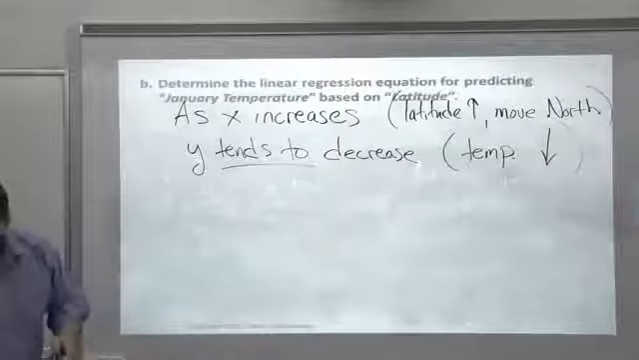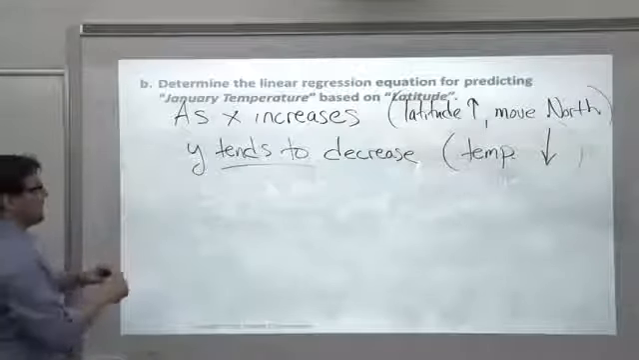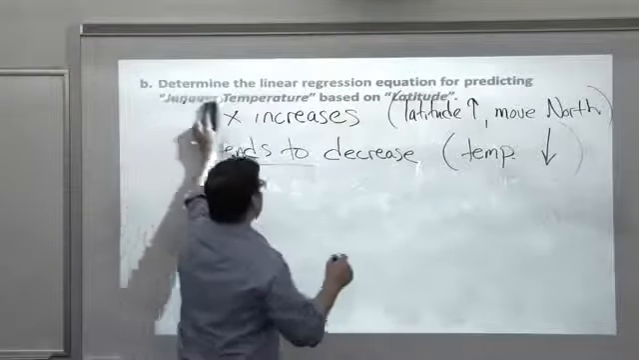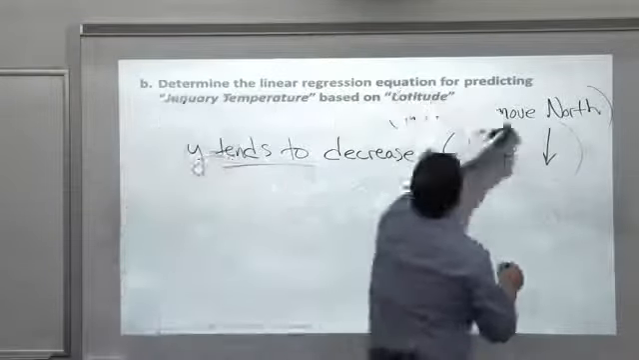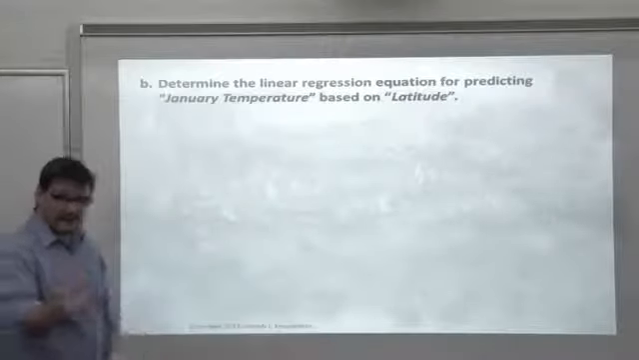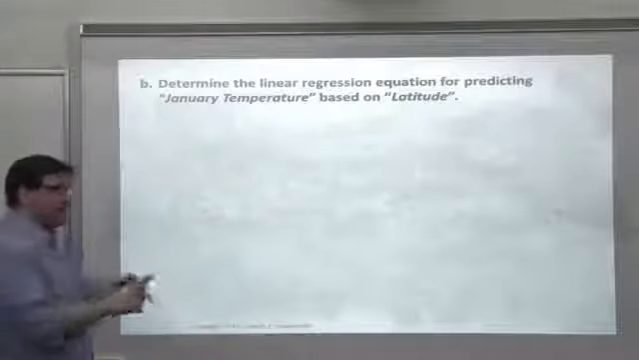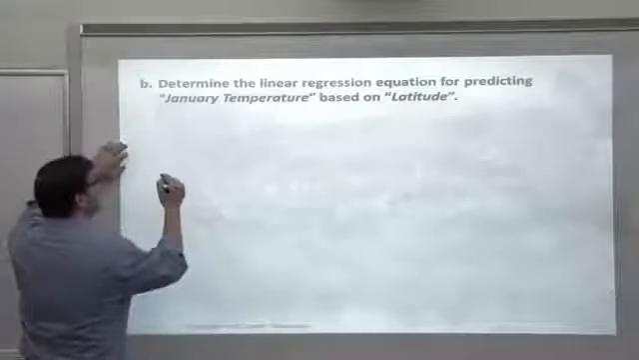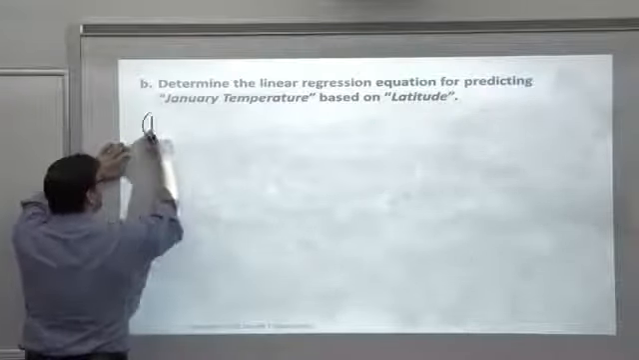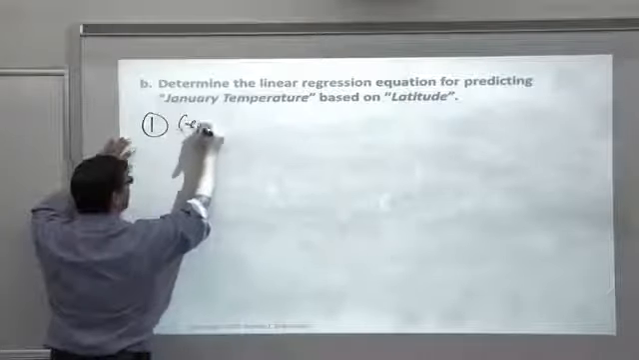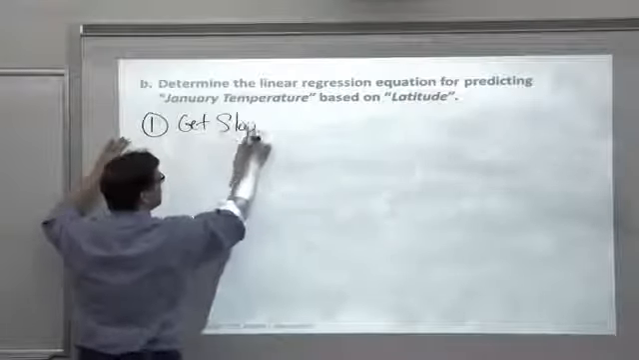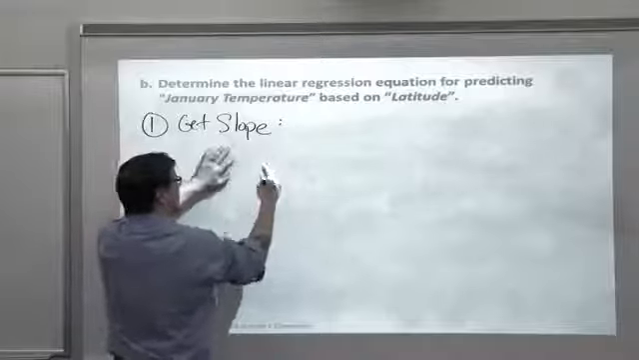Okay, part B. Determine the linear regression equation for predicting January temperature. I think two videos ago I did this. We have to go through the three steps. Get the slope first, get the y-intercept second, and then write the equation with words instead of X and Y. So we'll go sort of quickly here. Part 1, get the slope.